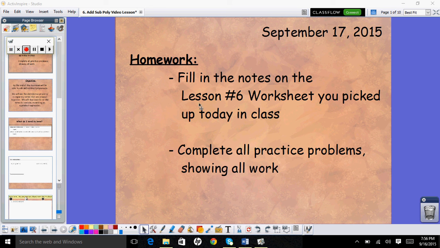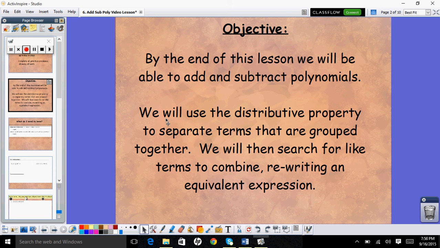You will need your lesson worksheet that you picked up today in class, lesson number 6, so that you can show all of your work as you complete these practice problems. Please feel free to pause the video at any time if you need to take your time to copy the notes. By the end of this lesson, we will be able to add and subtract polynomials.